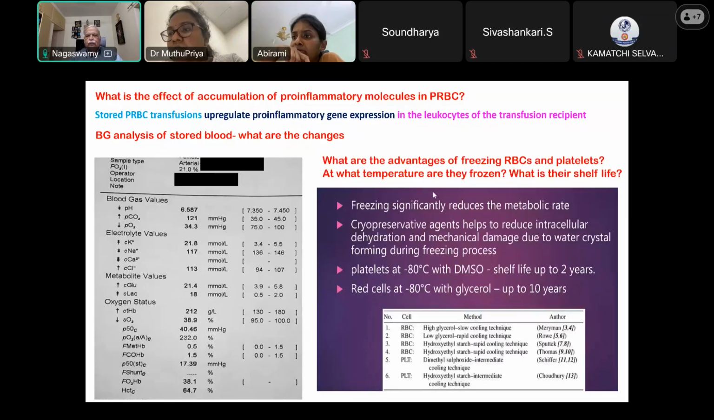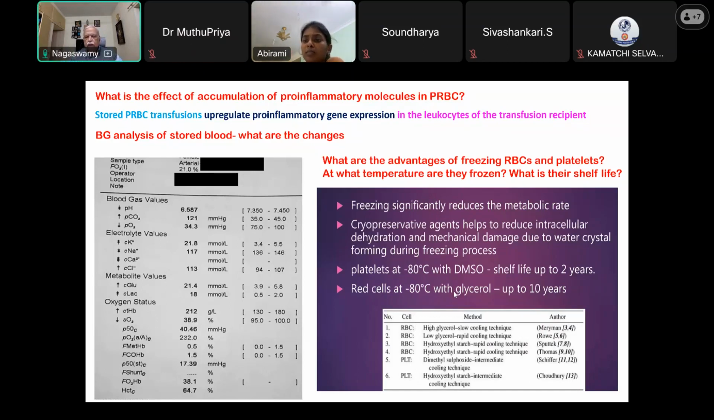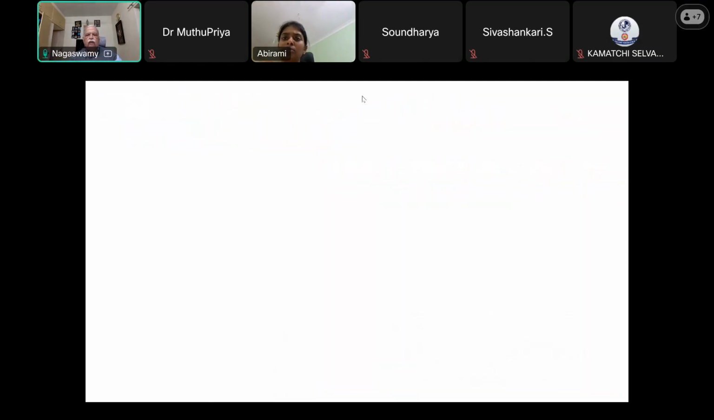And while freezing the blood, what are the advantages that you get? You can freeze by two methods, and you can store two important components of the blood, that is RBCs and platelets, for a long time. The duration of storage can be enormously increased by storing at minus 80 degrees with the preservatives that you are using. One is dimethyl sulfoxide, that is DMSO, which is used for the cooling technique, and the other is glycerol. When you use these two, you can store them for more than a year and then reuse them by thawing, just like you do for FFP and cryo.